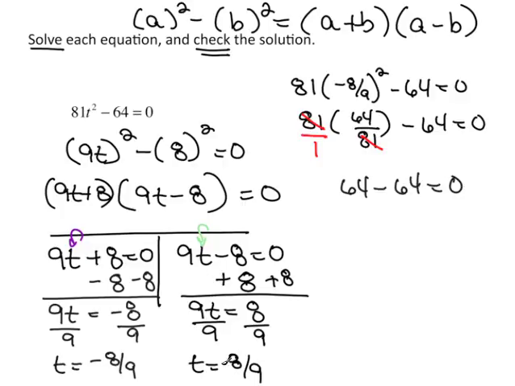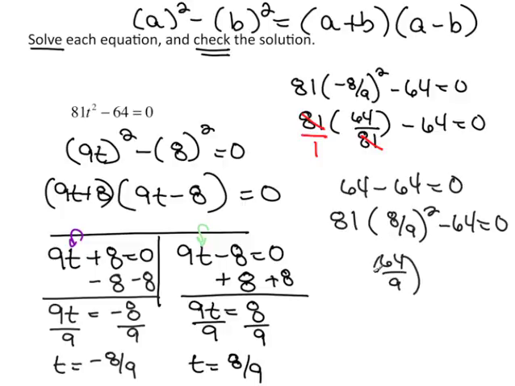Now let's check positive 8/9. So we have 81 times a positive 8/9 squared minus 64 equal to 0. Again, with this one, a positive times a positive is going to give a positive. So we end up with 64 over 9 times 81 minus 64 equal to 0. And you can see at this point, it's the same thing we were working up here at the top.